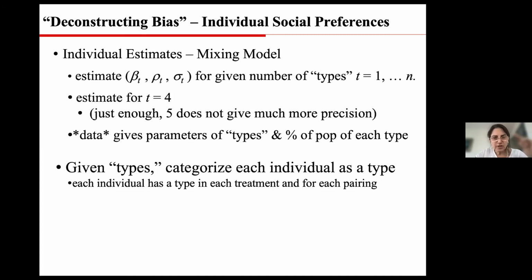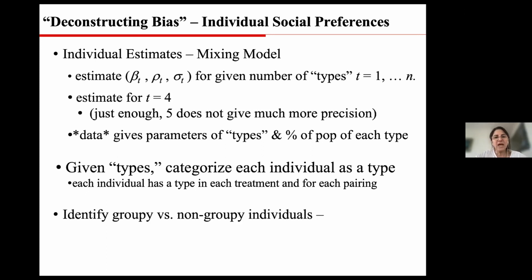Then we have those utility function parameters, and we look at whether each individual's behavior matches them. And we have a probability that each individual is a particular type. And that matching is actually remarkably precise. With 95% confidence, we know that each individual's behavior is consistent with a particular utility function type. And then the last step is to identify groupie versus non-groupie individuals. That's all a mouthful, but I'll show you a little picture, which I hope will help.